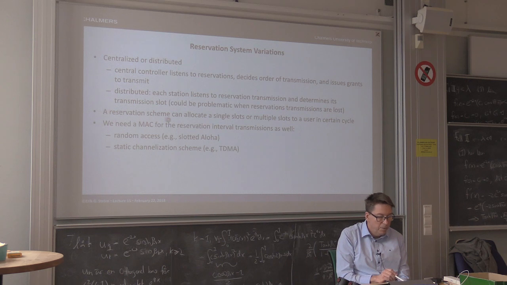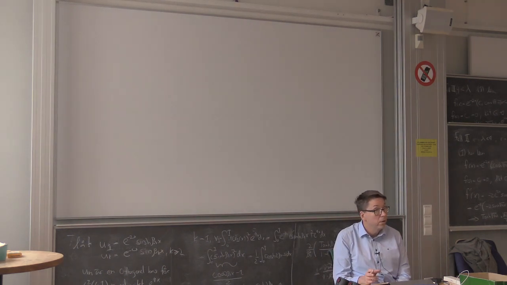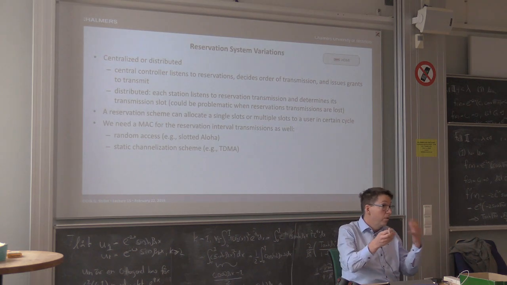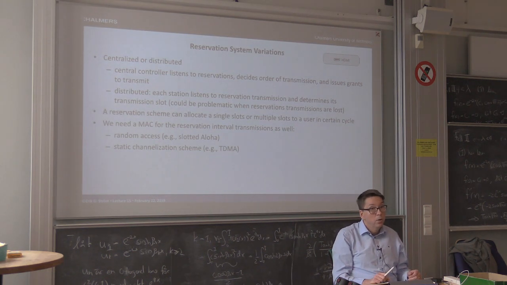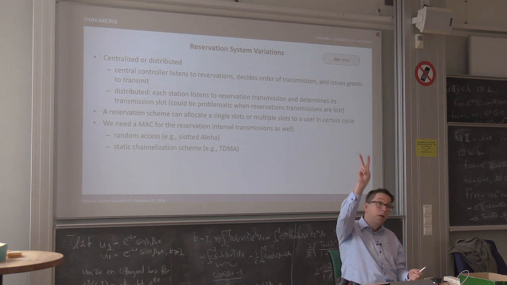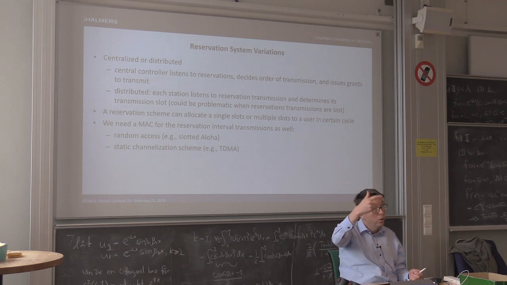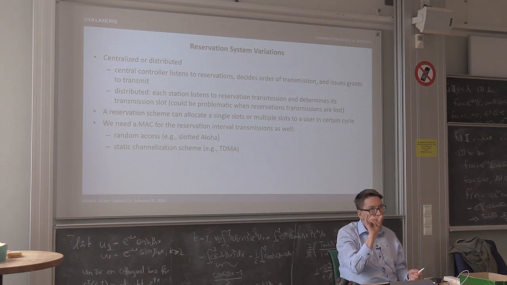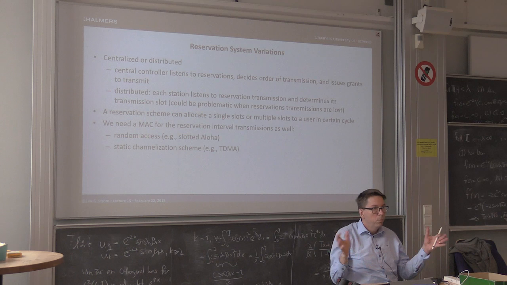A reservation scheme then can allocate a single slot or multiple slots to a certain user in a cycle, right? Because you could have different amounts of data to transmit. So when doing a request to transmit, you can say, well, I need 2 slots, or 3 slots, or 1 slot. That could be a part of asking the permission to transmit. So we don't necessarily have to confine it to 1 slot per user per cycle. It could be more than 1.